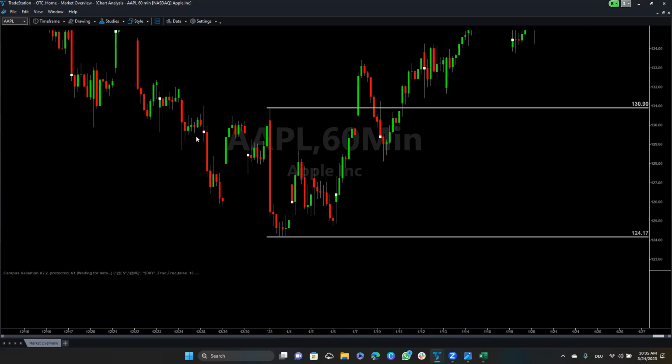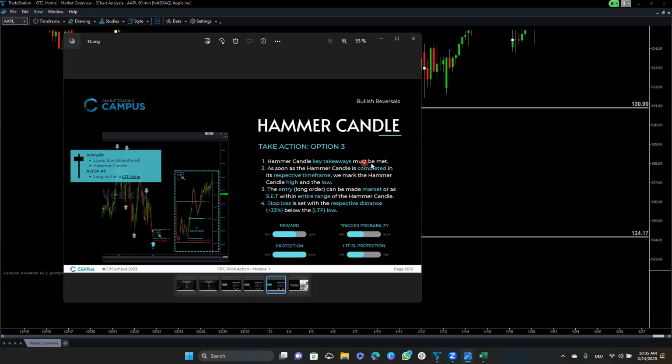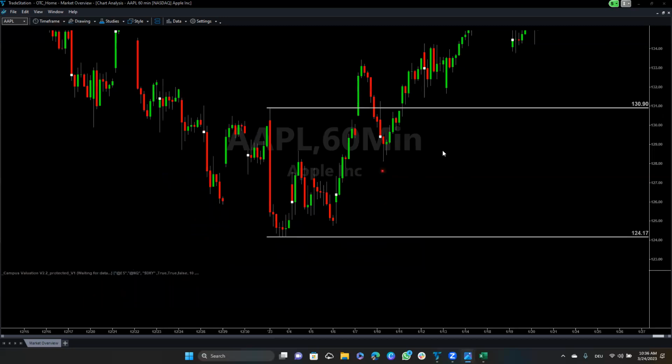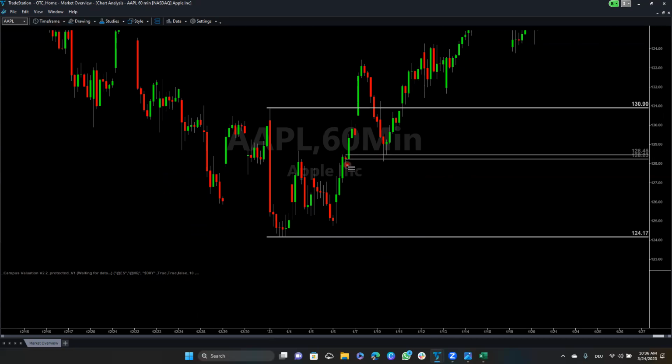Remember what we have to do is first, hammer candle key takeaways must be met, right? And then mark the hammer candle's highs and lows. Great. Okay, that's our lows. And then our job is on the lower time frame, 60 minutes here, for example, where is our first, second, third demand zones, right? And where's our demand? It is, wait, let me hit snap mode.